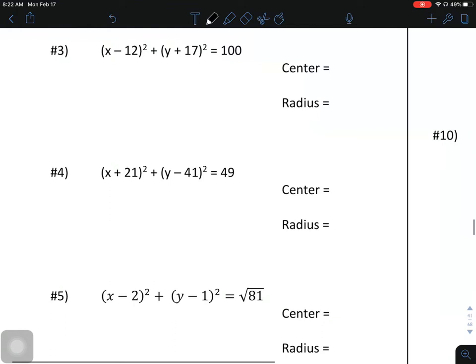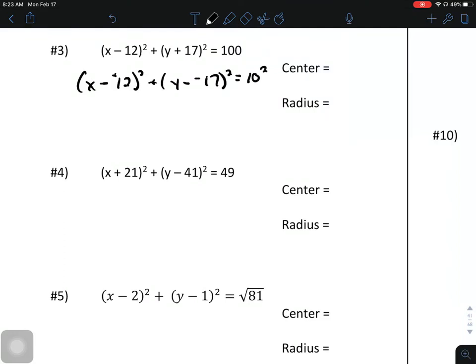Number 3. This is supposed to be x minus a number. It is. It's x minus a positive 12. You don't have to write the positive, but you can if you want. And then we're adding to that y minus a number. Right now it says plus 17. That would be equivalent to minus a negative 17. And 100 is the same as 10 squared. So the center is (12, -17), and the radius is the square root of 100, which is 10.